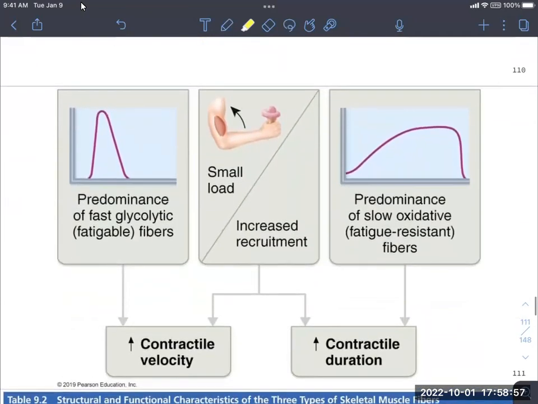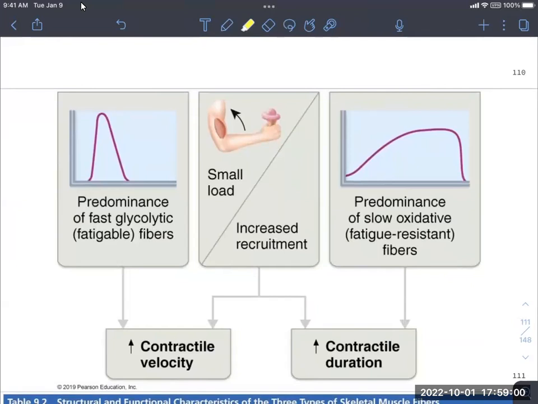So let's look. Those fast glycolytic fibers, you're going to contract really fast. You're swinging a golf club. You're swinging a baseball bat. You're throwing a punch. That's a fast, hard movement. That would use your fast glycolytic fibers.